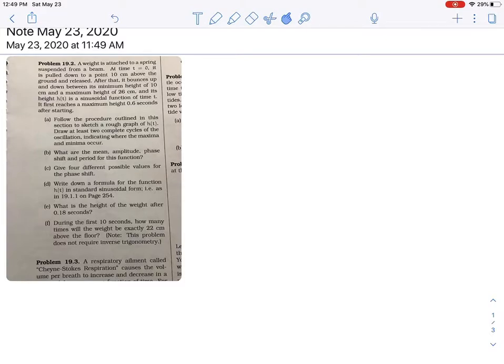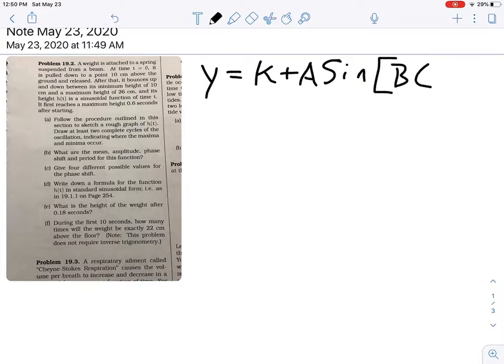Okay, it's telling us that it's a sinusoidal function. That's great. And it first reaches its maximum height at 0.6 seconds. So it goes from the bottom all the way to the top in 0.6. So what I'm going to do is take this information and put it into a sinusoidal equation, which is y equals k plus a times the sine of b times (x minus h).